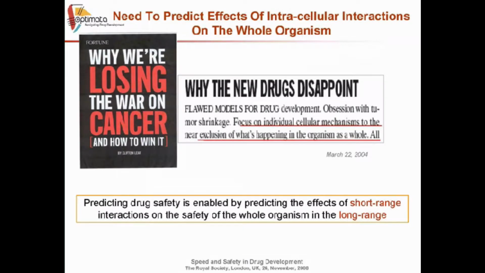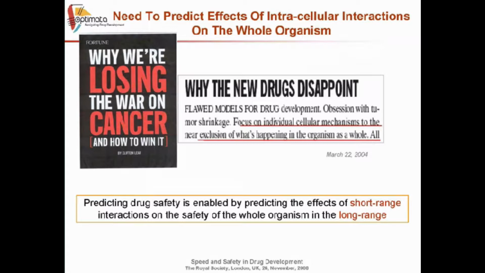By now, I think it's a famous Fortune 204 issue, actually, why we are losing the war on cancer, and amongst other reasons, because our research focuses on individual cellular mechanisms to the near exclusion of what's happening on the organism as a whole. And I would say here to this audience that predicting drug safety can be enabled only by predicting the effects of short-term interactions on the safety of the patient in the long term.